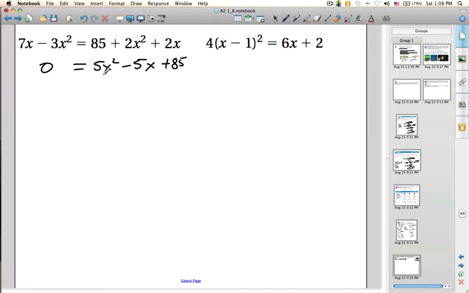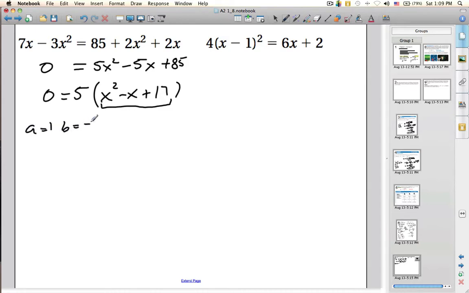So I've got all of my like terms combined, and you can see that 5 will go into each of these terms. So I'm also going to factor a 5 out. That's going to help make all of my numbers smaller. So I'll have x squared minus x, and 5 goes into 85 like 17 times. Okay, so now this is what I'm going to work with in the quadratic formula. So I know that A is equal to 1, B is equal to -1, and C is equal to 17. I would get the same solutions if I worked with 5, -5, and 85, but you can see it's going to be a lot easier to work with 1, -1, and 17.